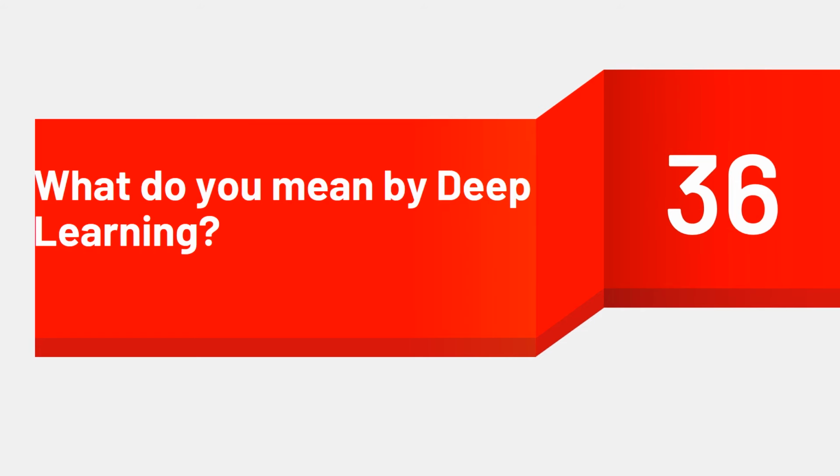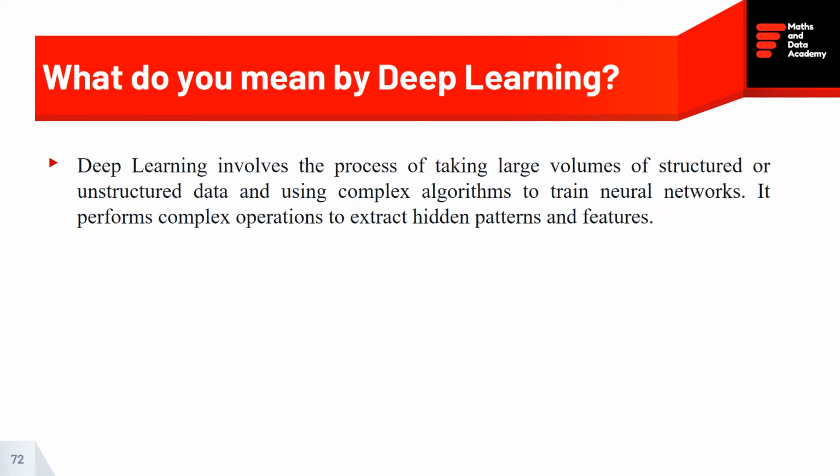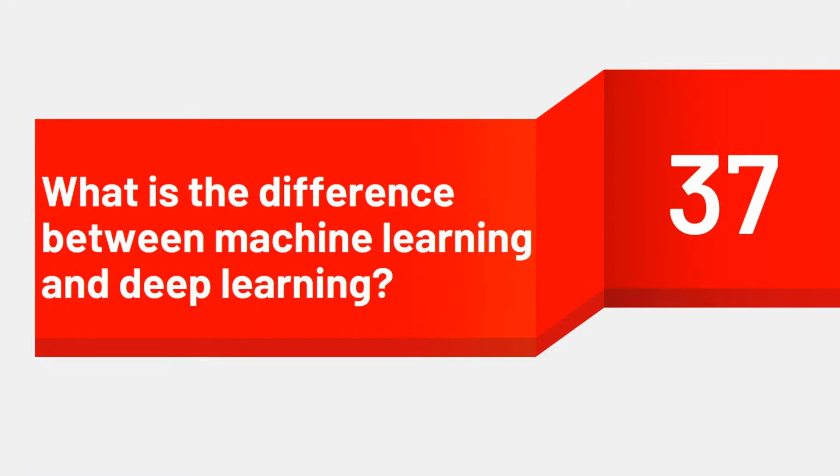What do you mean by deep learning? Deep learning involves the process of taking large volumes of structured or unstructured data and using complex algorithms to train neural networks. It performs complex operations to extract hidden patterns and features. What is the difference between machine learning and deep learning?